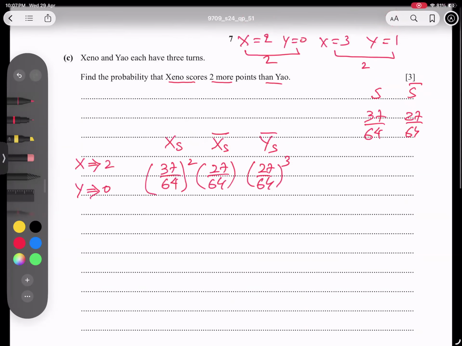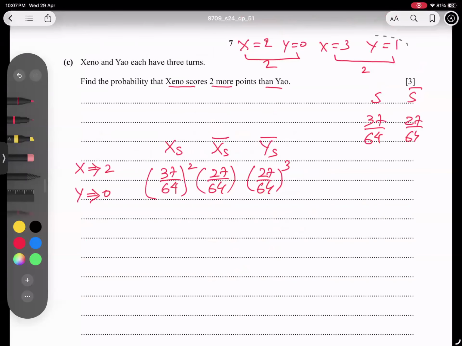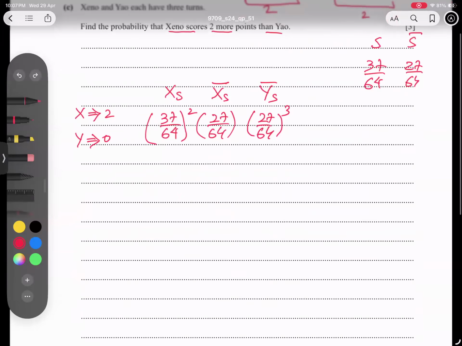Now this part is clear, but one part is important, which we will discuss later. Now I talk about the second condition: 3 1, where X equals 3 and Y equals 1. Students, how can we do this option? In all 3 attempts X is scoring, so I will write the scoring as 37 over 64, but with power 3.